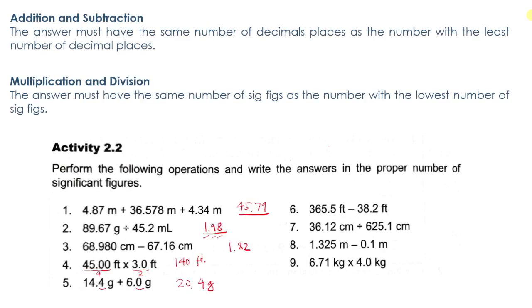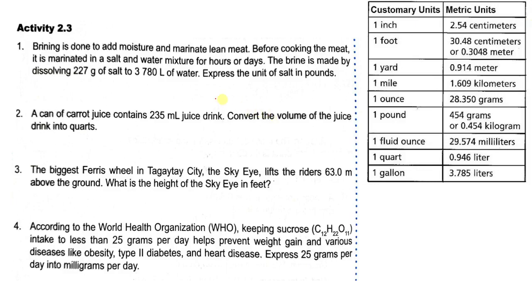Let's proceed to the next part. This is conversion of units. So I'll give number 1 as an example. Here we have: the brine is made by dissolving 227 grams of salt in 3,780 liters of water. Express the unit of salt in pounds. So the salt here is 227 grams. Then I'm asked to express this in pounds. So this is conversion of units from grams to pounds.